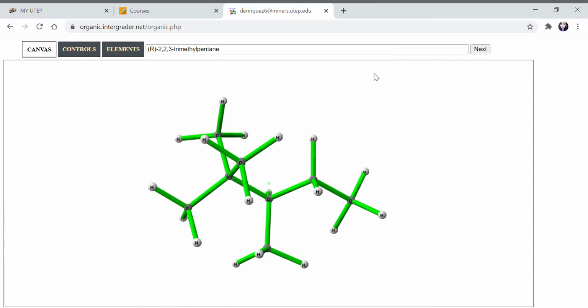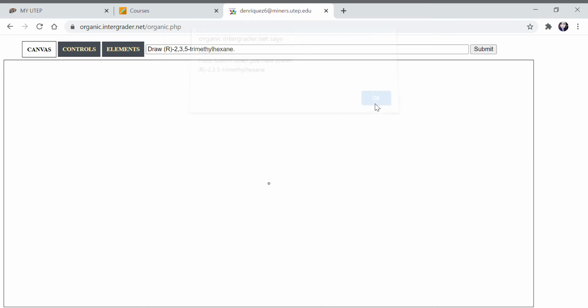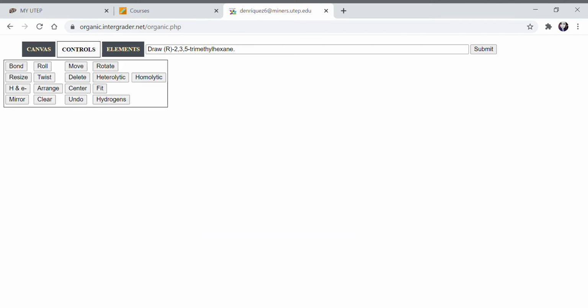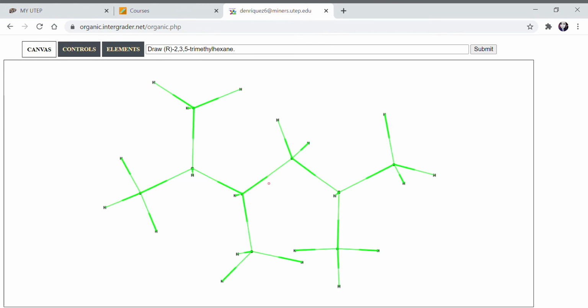Okay. And R just means it's going clockwise, and S just means it's going counterclockwise. First we draw the hexane. We draw the methyl on the 2, methyl on the 3 position, methyl on the 5 position. Add the hydrogens, hit arrange, hit fit, hit roll.